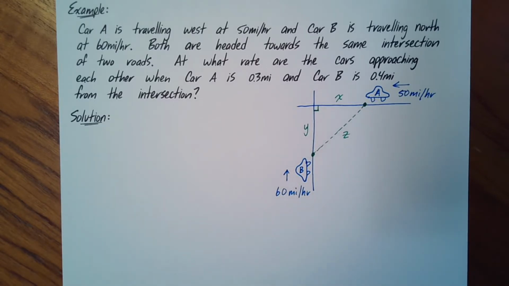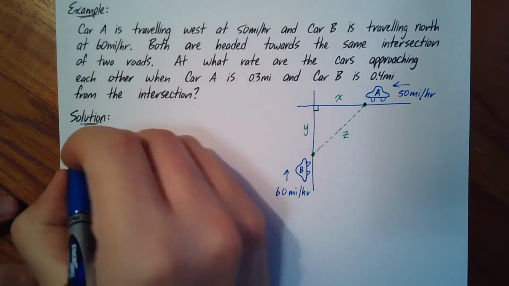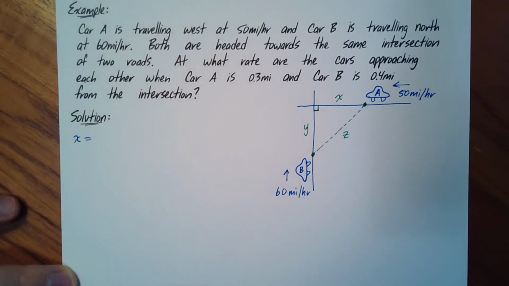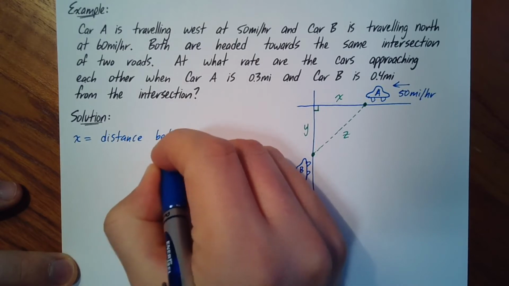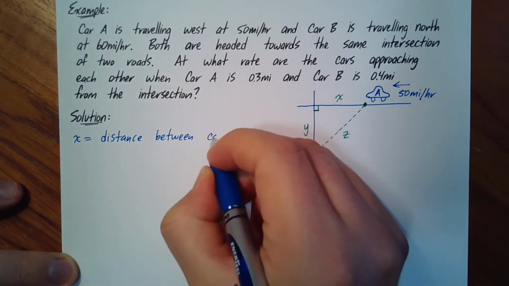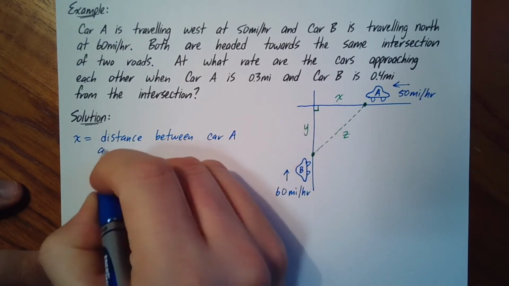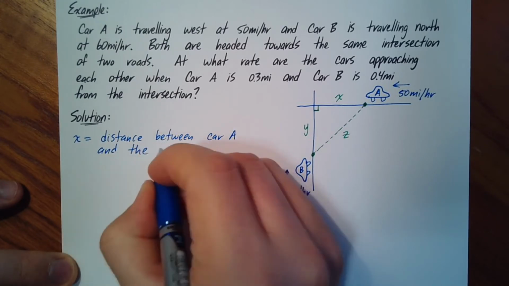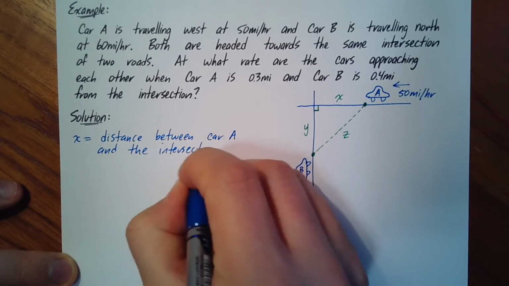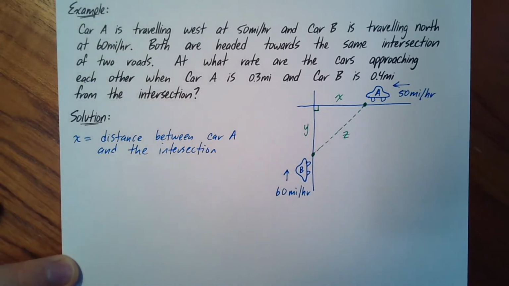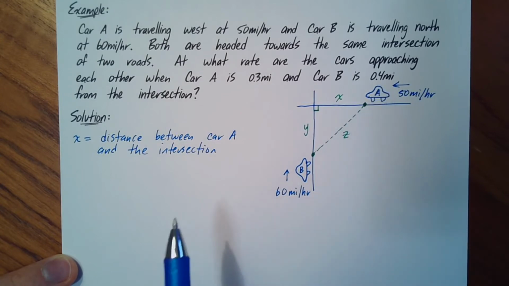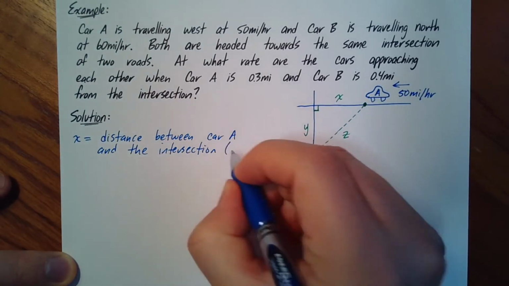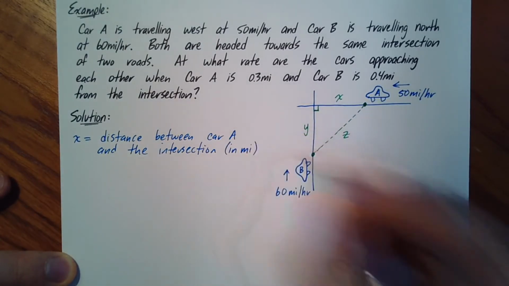Okay, so let's officially state what these variables are. So we can say x is, well, it's the distance between car A and the intersection. So we can fill that in. And let's specify the units, right? Since the distance is measured in miles here and measured in miles here as well, we should probably stick with miles for our units of measurement for distance. So let's go with that.